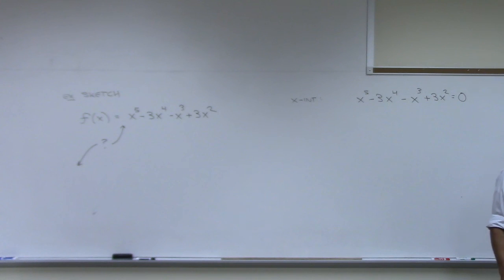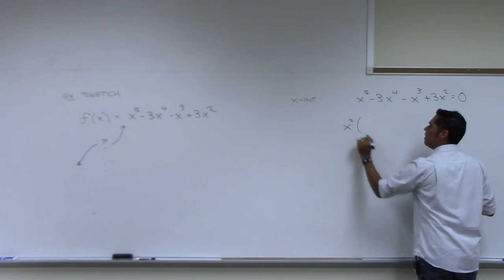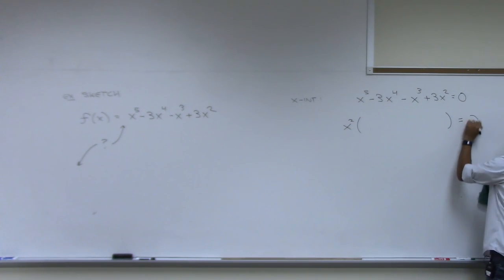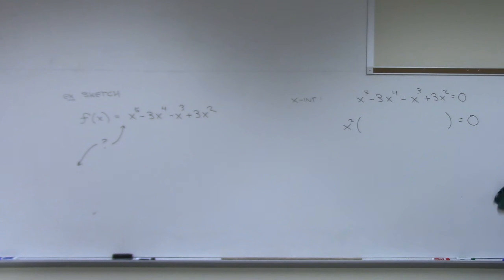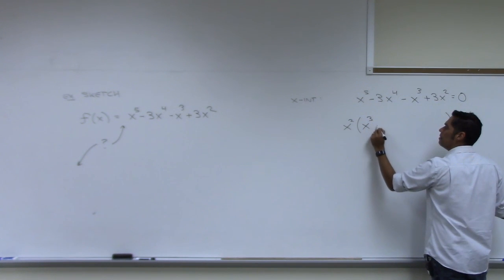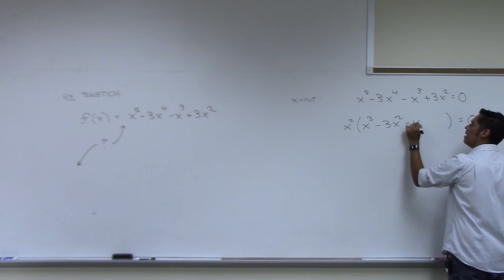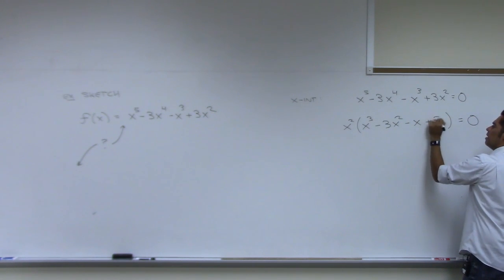So what first? Greatest common factor? Okay, what is your greatest common factor? x squared. So put x squared, and then how many pieces are we going to have inside here? How many terms? 4 terms? What are they? x to the 3rd minus 3x squared minus x plus 3.